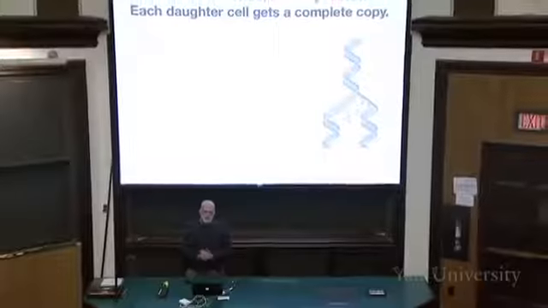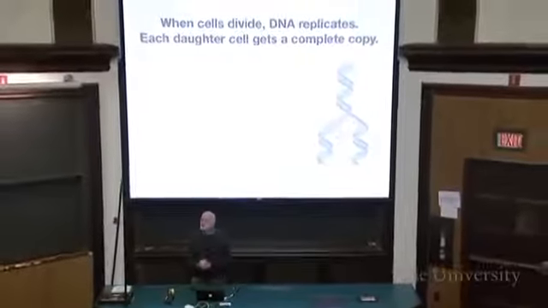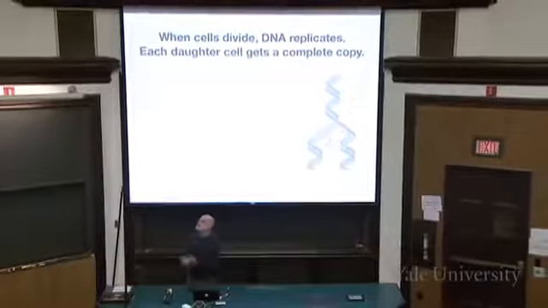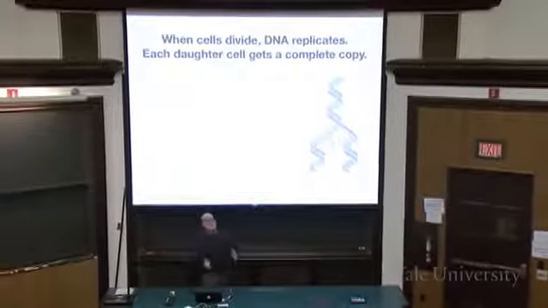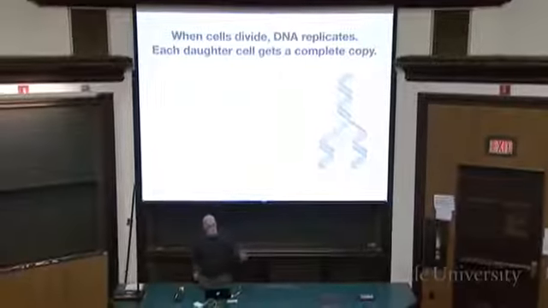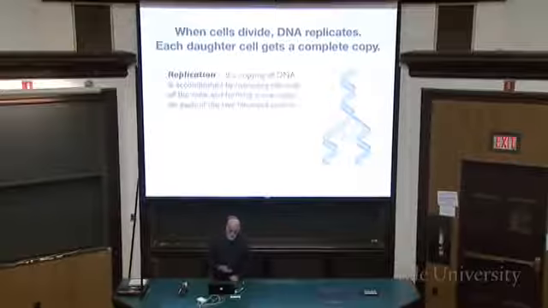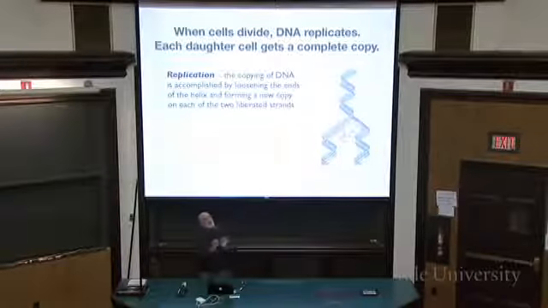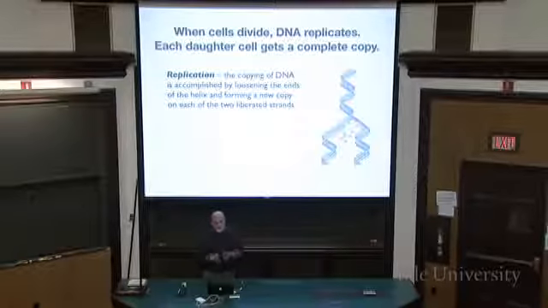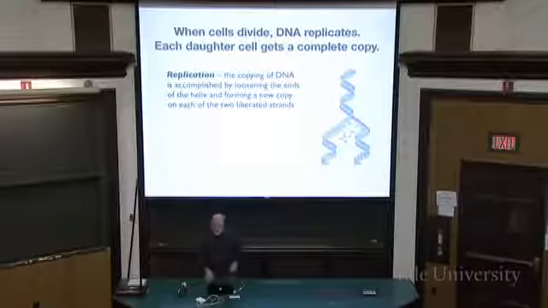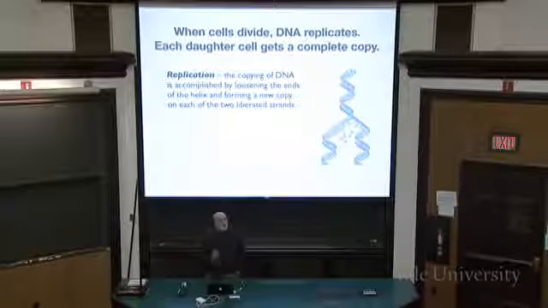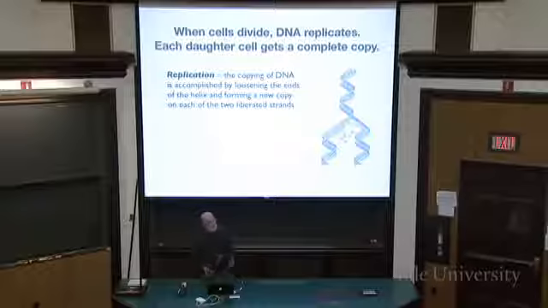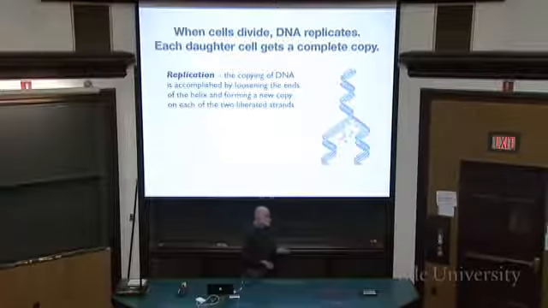When the cells divide, the DNA replicates, and each daughter cell gets a complete copy. This is how inheritance works. Okay? This is why you look like your parents. During replication, the ends of the DNA strand are loosened and opened up so that in the notch between the two strands, nucleotides can be inserted. And all of this is done with complex enzymatic machinery, and it's done extremely precisely.